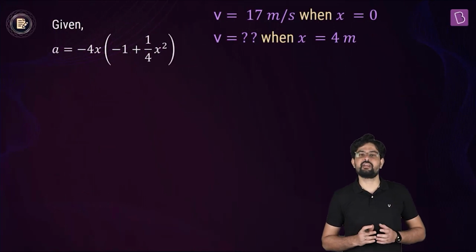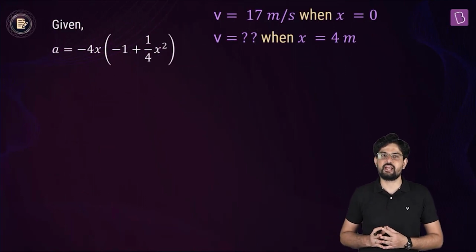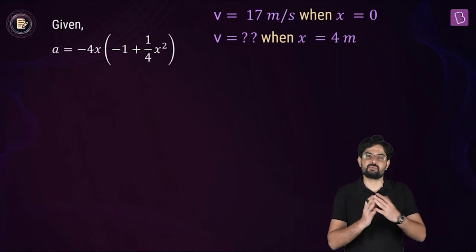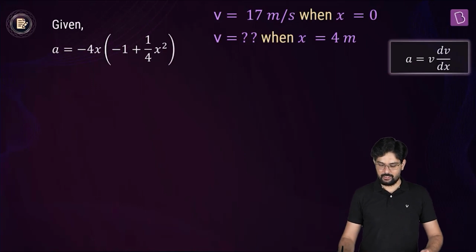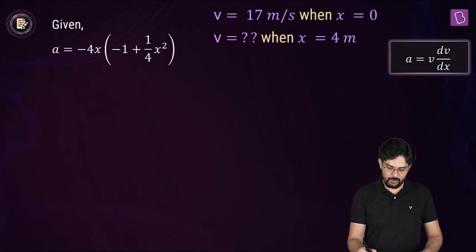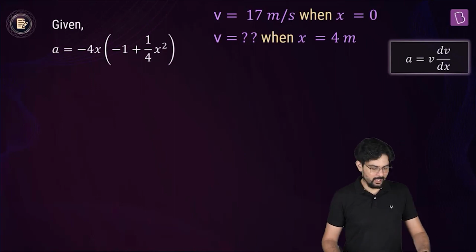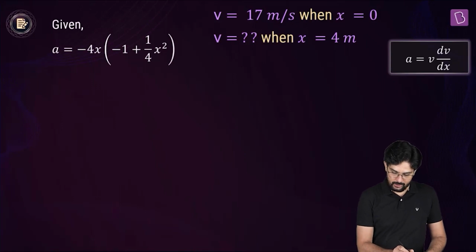So basically, you have to find out the relation between velocity and displacement. And we know you can express the acceleration as dv by dt, or there is another form which is v dv by dx. So we are going to use this form to find out the relation between velocity and displacement. So on the left hand side, we will have v dv by dx.